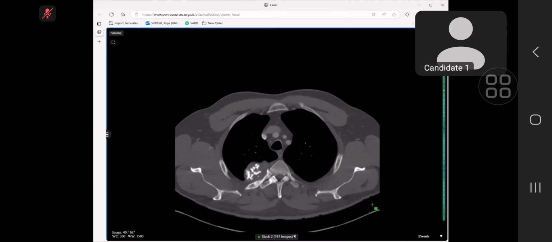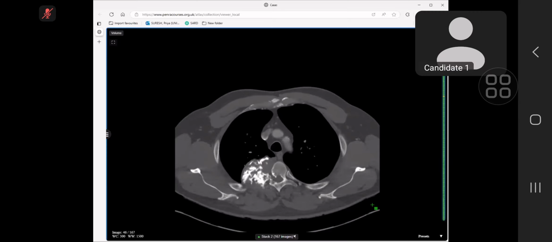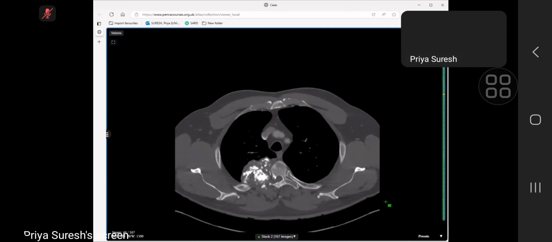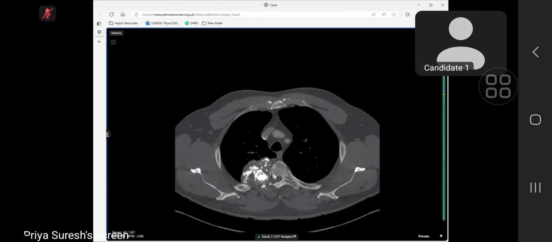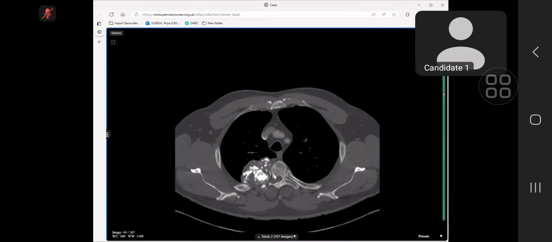So, in conclusion, it's a case of chondrosarcoma arising from the rib. I would refer this patient to the sarcoma MDT for further biopsy and for further management and involvement of the oncology in the rest of the MDT.